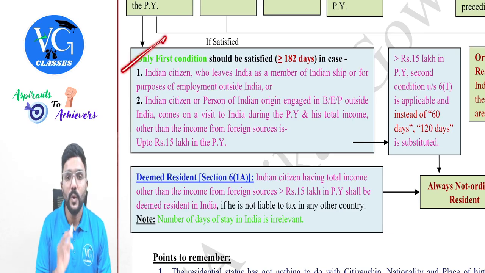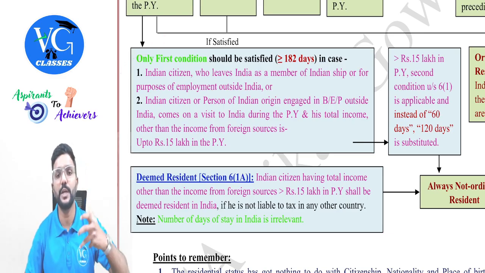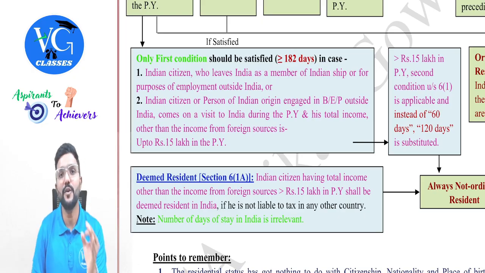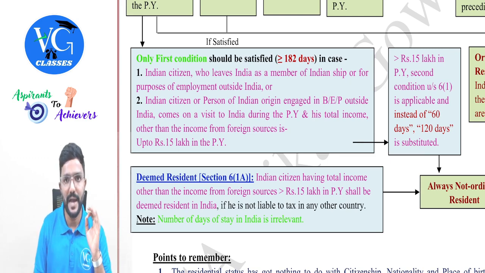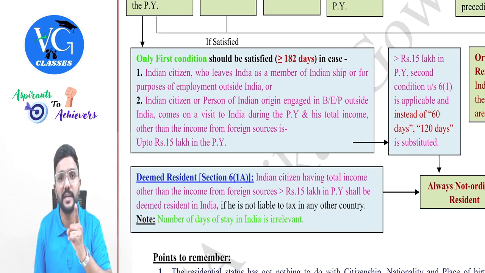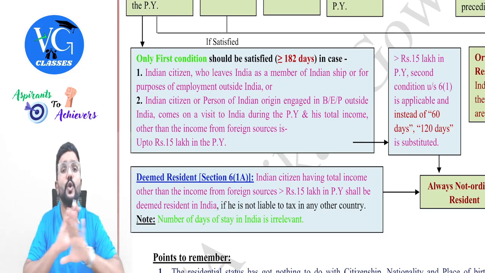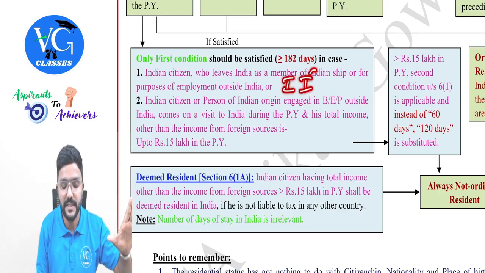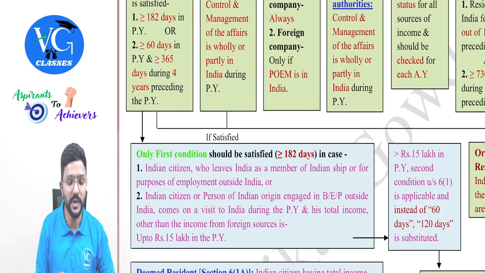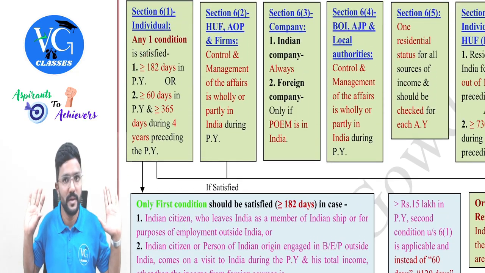So what is it? We will see. Only the first condition should be satisfied, that is 182 days or more in the following cases. First one, Indian citizen who leaves India as a member of Indian ship, that is crew member, or for the purposes of employment outside India. So an individual who is an Indian citizen who is leaving India as a member of Indian ship or for the purpose of employment outside India, when are they leaving it? During the previous year. In that case, irrespective of their income, how much is their Indian income and all, do we check it? No, guys. Here the Indian income is irrelevant. Please be careful. Whether it is less than 15 lakh or more than 15 lakh, for them only first condition is applicable. That's all. Is that clear?